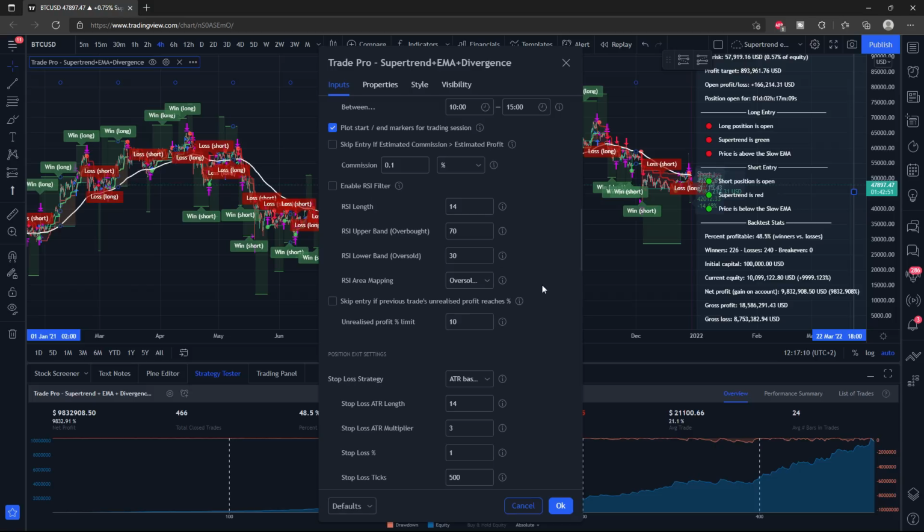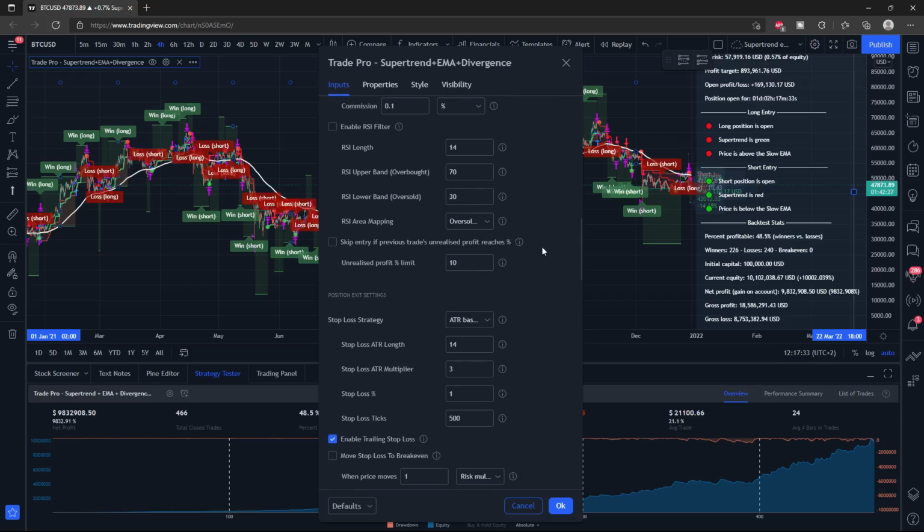There's also an RSI filter, so you can have it only enter trades when the RSI is oversold. You can only have it, or overbought. So you can see here, oversold territory, long, overbought territory, only short, oversold territory, only short, overbought territory, only long. You can choose your parameters there as well for the RSI.